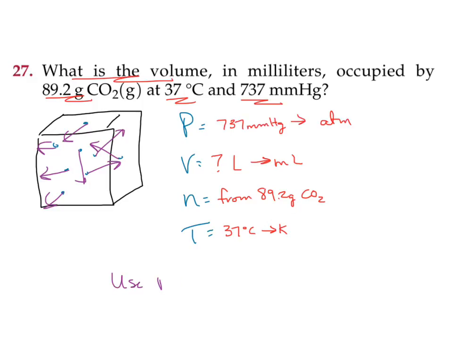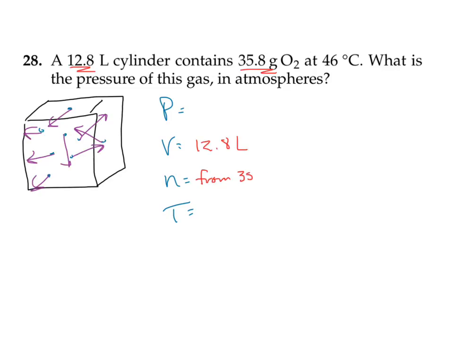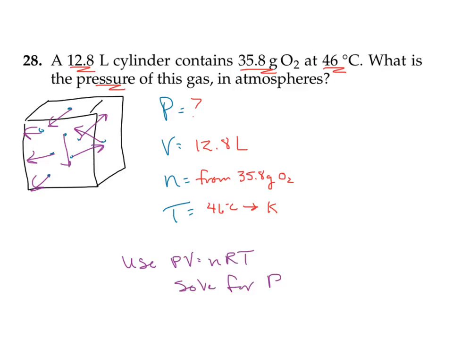So you can see from my scribblings there that it's very similar to this one, where you're not given n, but you're given grams. The next one, I like drawing a box and putting that outside. Just reading my notes, you can see that you're given the volume. Again, you have to get moles from grams. You have to convert Celsius to Kelvin, and you're after P. You can do that, okay?